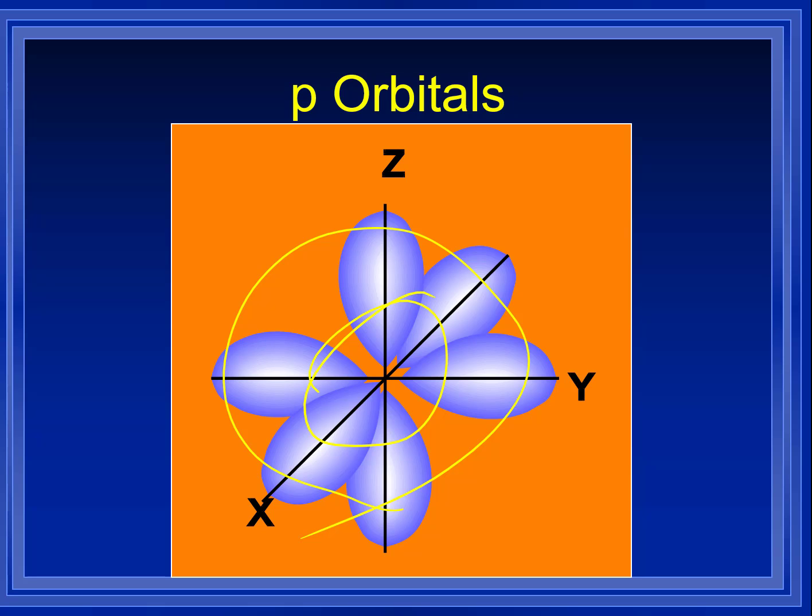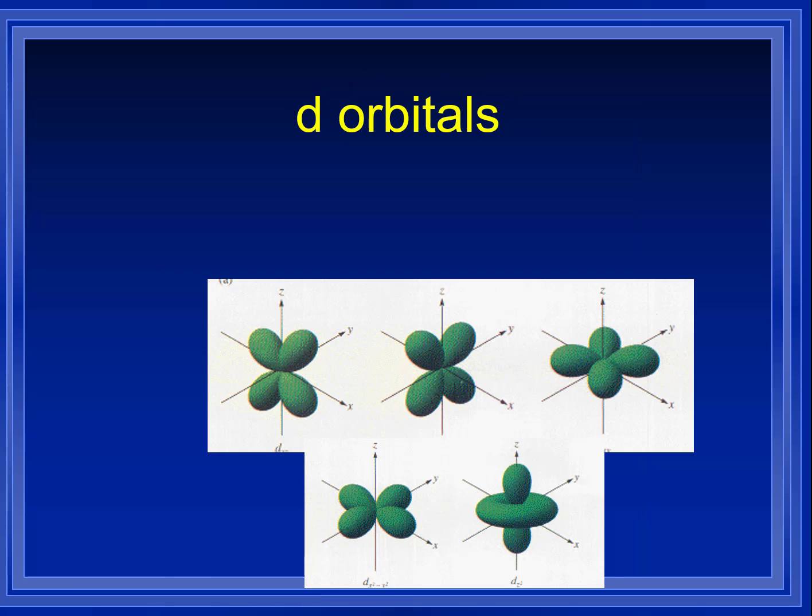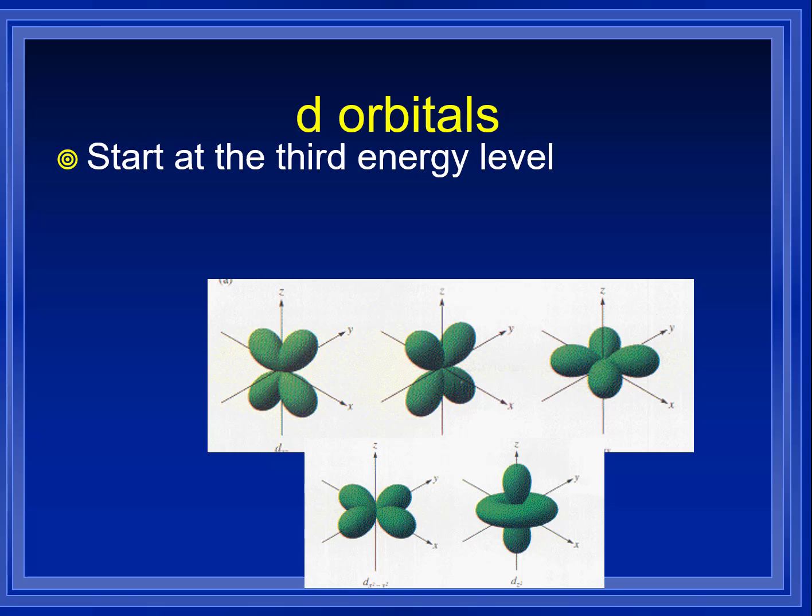The next set of orbitals is called the d orbitals. That's for diffuse, another set of lines. Okay, now, you should be able to see a pattern now. S orbitals started on the first energy level, p started on the second, d's will start on the third. So we call it 3d, then 4d, then 5d, then 6d.